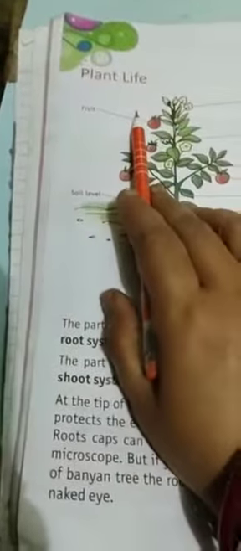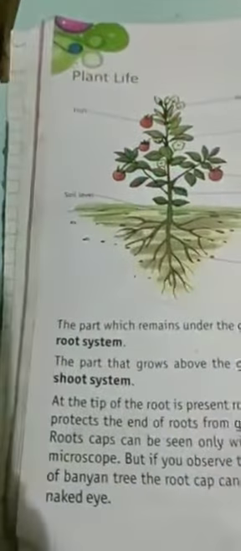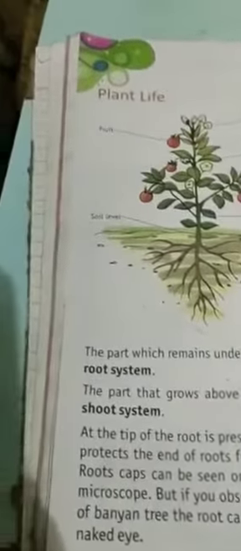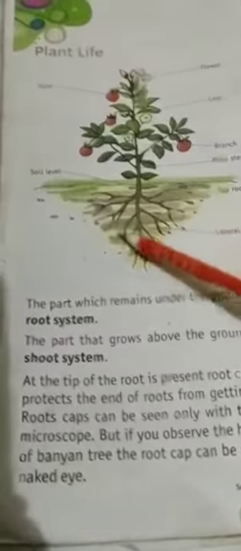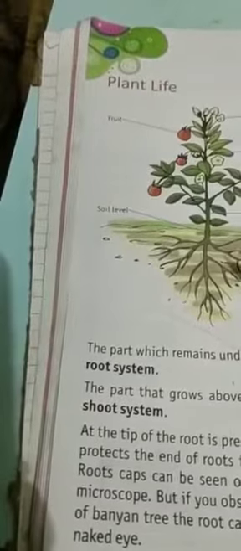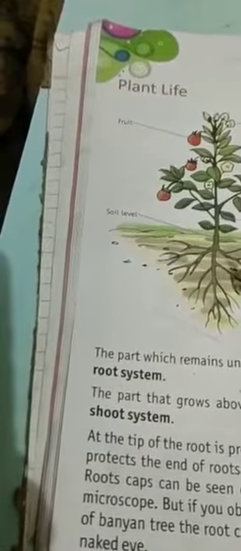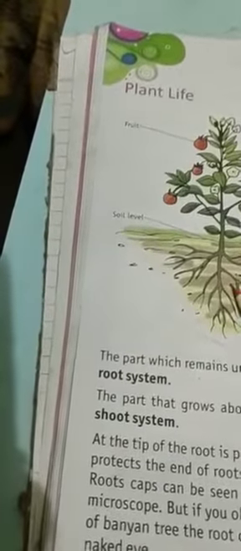Today I will explain the second chapter, plant life, in science. Already we explained roots: the two types of roots, tap roots and fibrous roots, and their importance also. And today I will explain the stem.